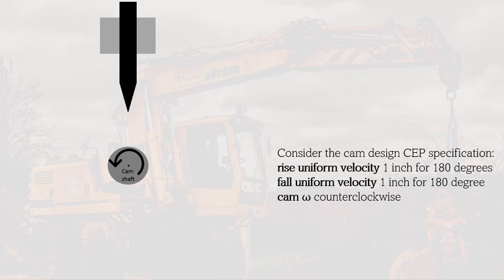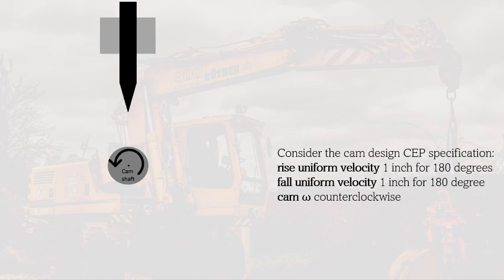Let us try to apply uniform velocity in drawing the cam profile of this given. We consider the cam design, critical extreme position specifications such as rise, uniform velocity 1 inch for 180 degrees, and fall, uniform velocity 1 inch for 180 degrees. The cam will rotate counterclockwise as you can see in the drawing. Here we will use the knife edge as an example.